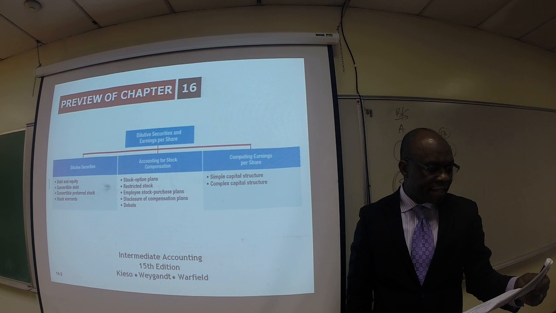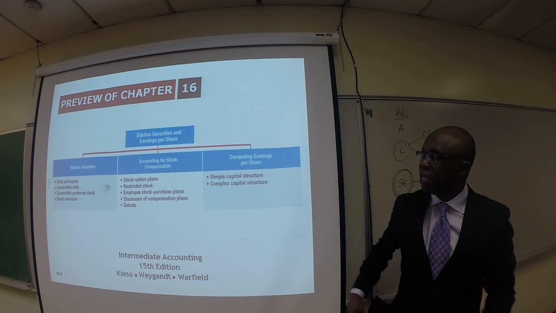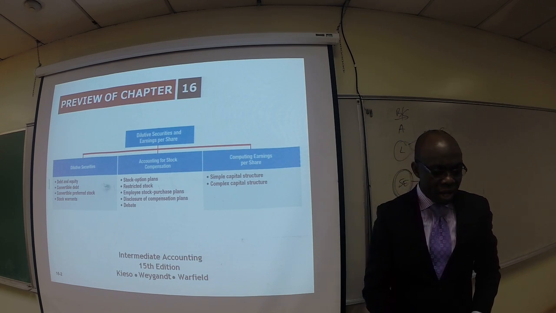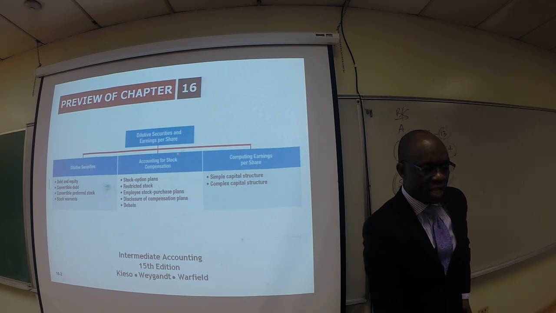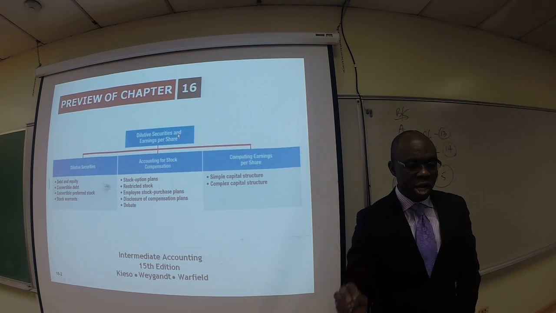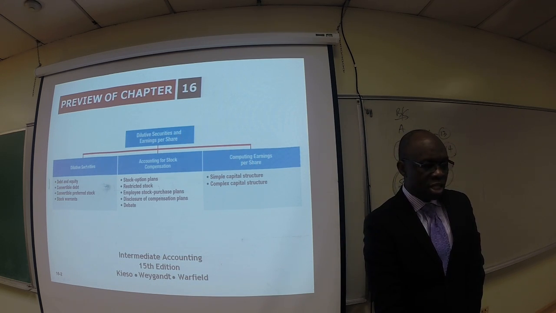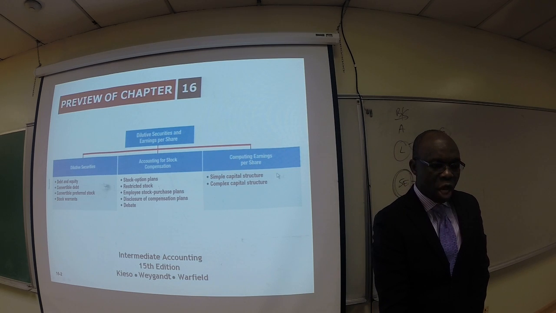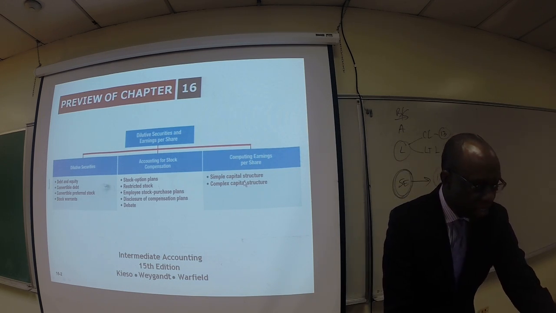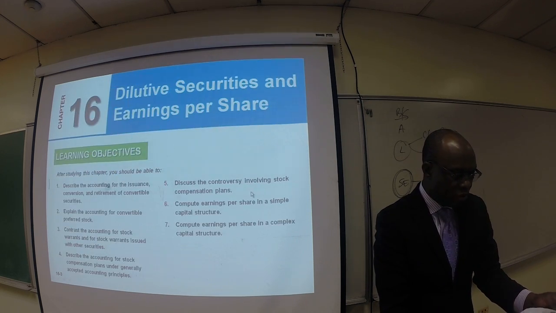Now, that being said, let us take a look at the structure of this chapter. Like I just indicated, the chapter deals with two issues: dilutive securities and earnings per share. And the chapter is further divided into three sessions: dilutive securities, accounting for stock compensation, and computing earnings per share. So that is the structure of this chapter.